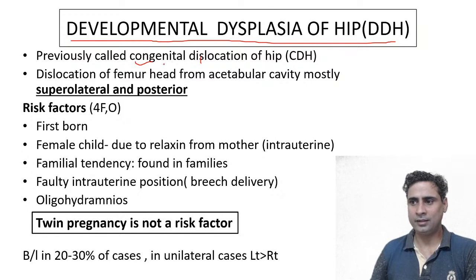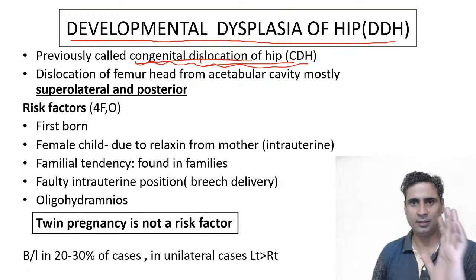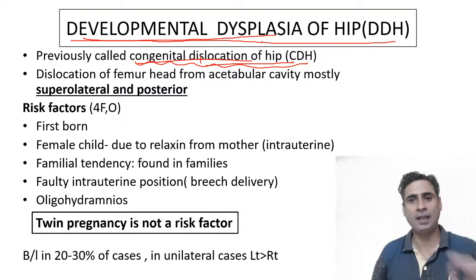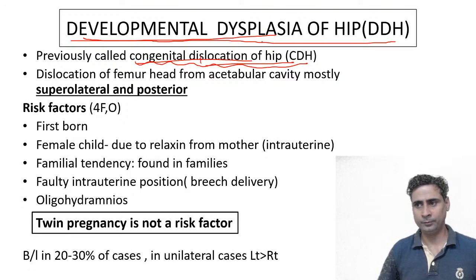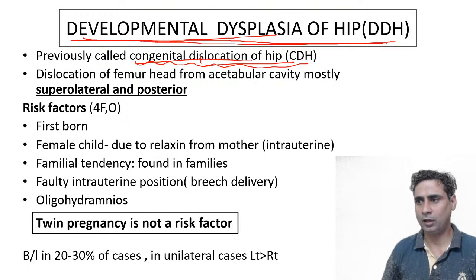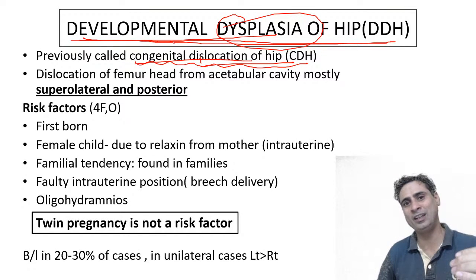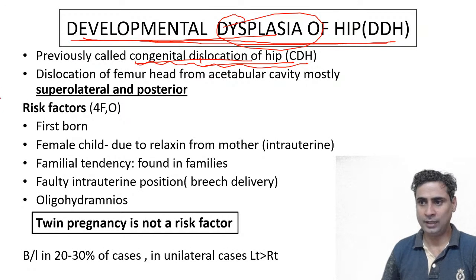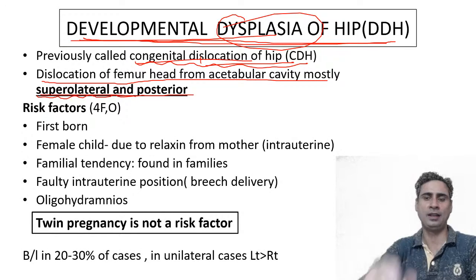Previously we used to call it congenital dislocation of hip, but that is a misnomer, not the correct term. Congenital means presenting since birth, but in developmental dysplasia of hip, sometimes dislocation may occur after birth, not exactly at birth. So the better term is developmental dysplasia of hip, where abnormal development around the hip joint leads to instability of the hip joint. Due to that there may be dislocation of the femoral head out of the acetabular cavity, and most of the time the dislocation is superolateral and in posterior direction. So posterior superolateral direction.